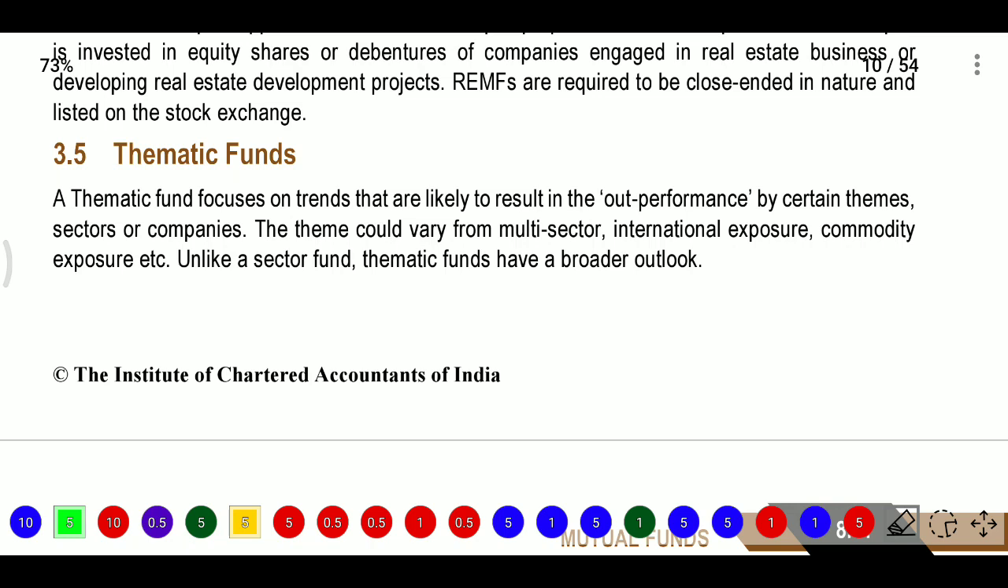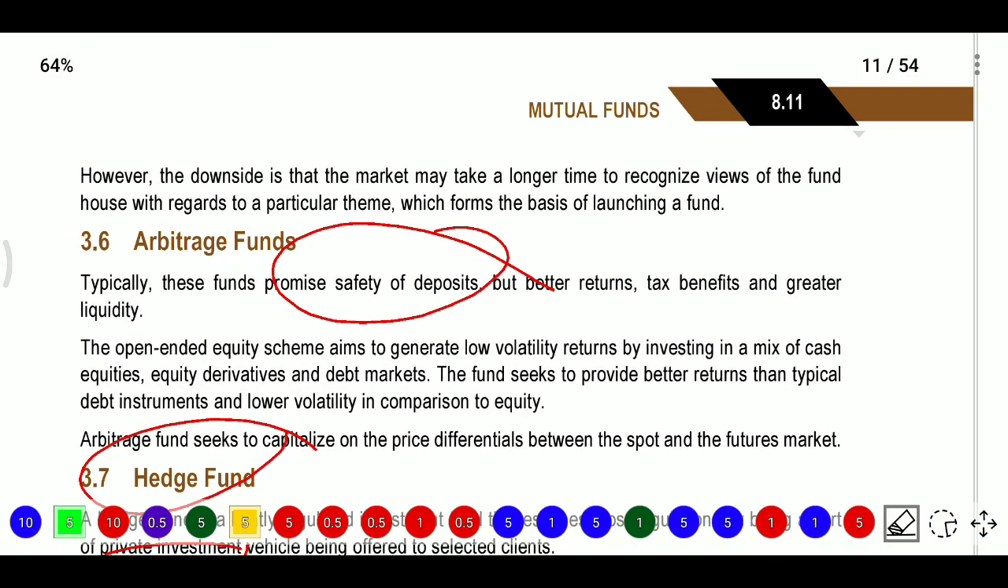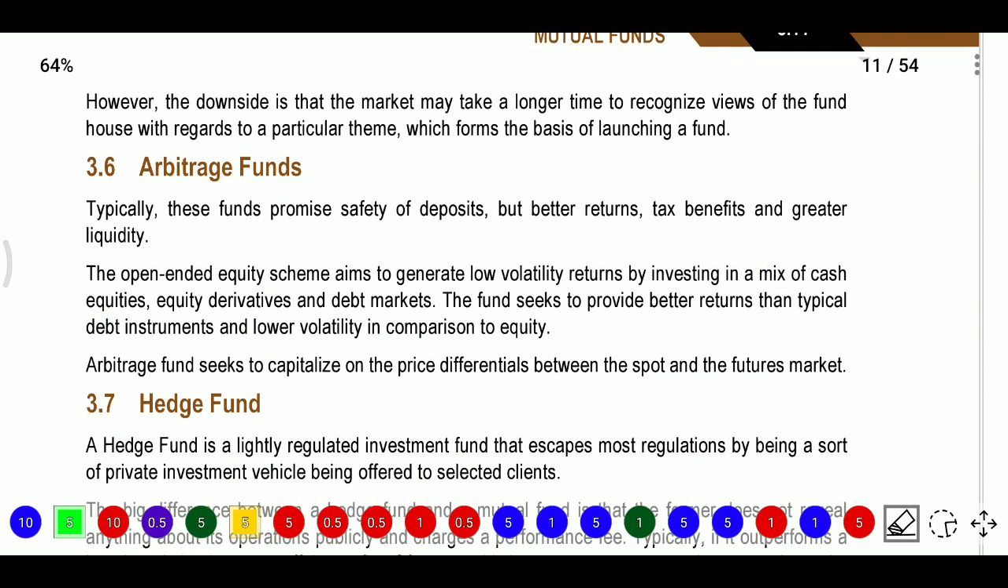Unlike a sector fund, a thematic fund has a broader outlook. However, the downside is that the market may take longer to recognize the views of the fund house with regard to the particular theme which forms the basis of launching the fund. Now another one is the arbitrage fund.